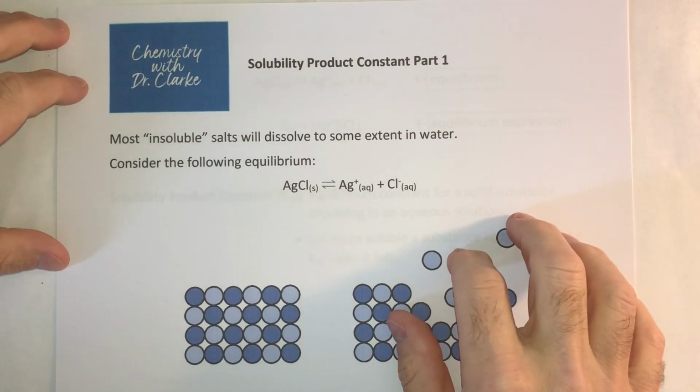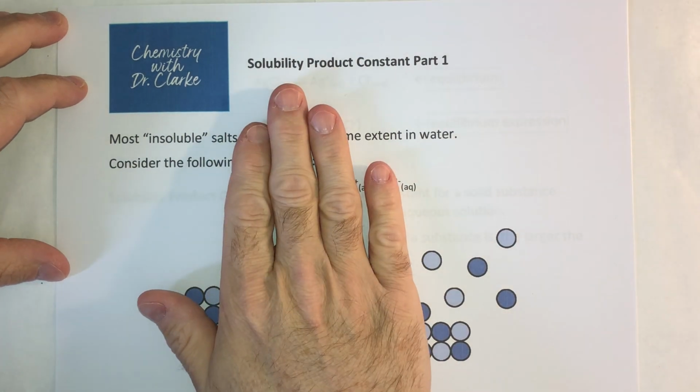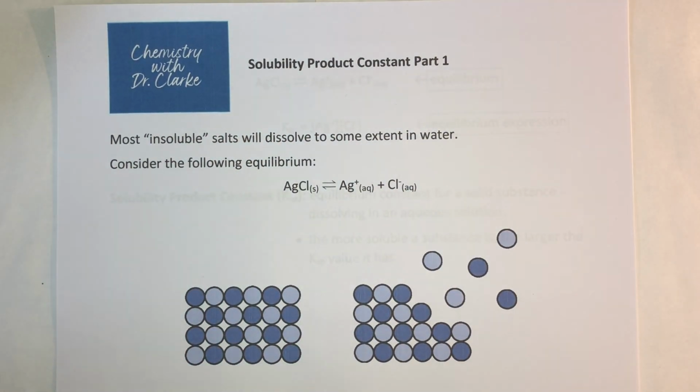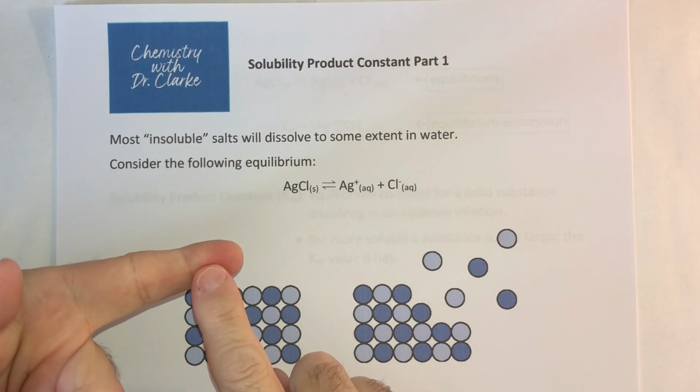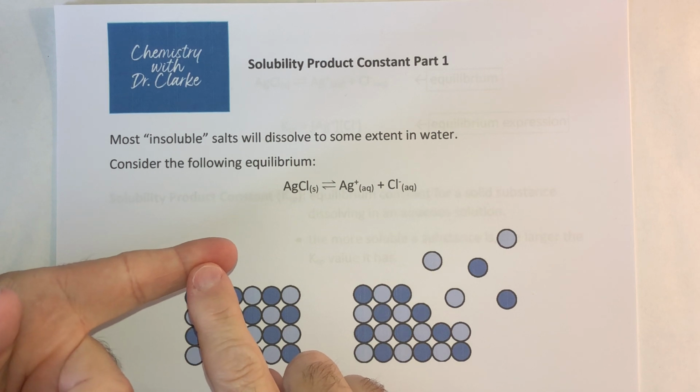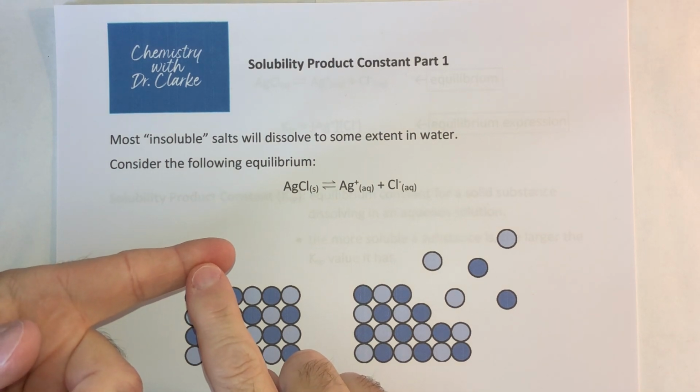In this video, I'd like to talk about the solubility product constant. It's a three-part video series. This will be part number one. And basically, in part number one, I'd like to talk about what it means to be a low solubility solid and be placed in water.